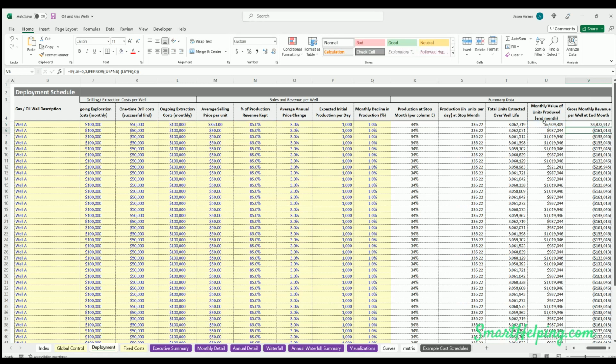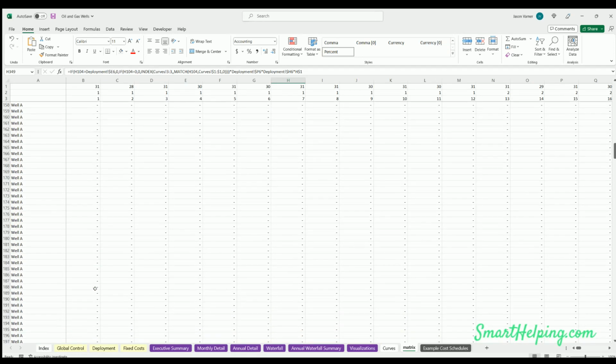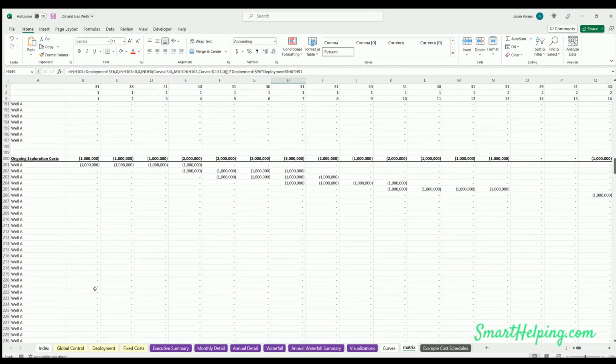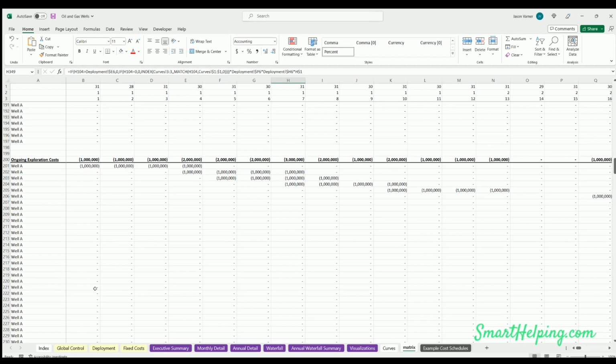Now the 6.9 million is coming right from the matrix row 446. And if we go to that 446, this is where all the dynamic logic is happening to make sure the deployment assumptions are correctly flowing to the right month.